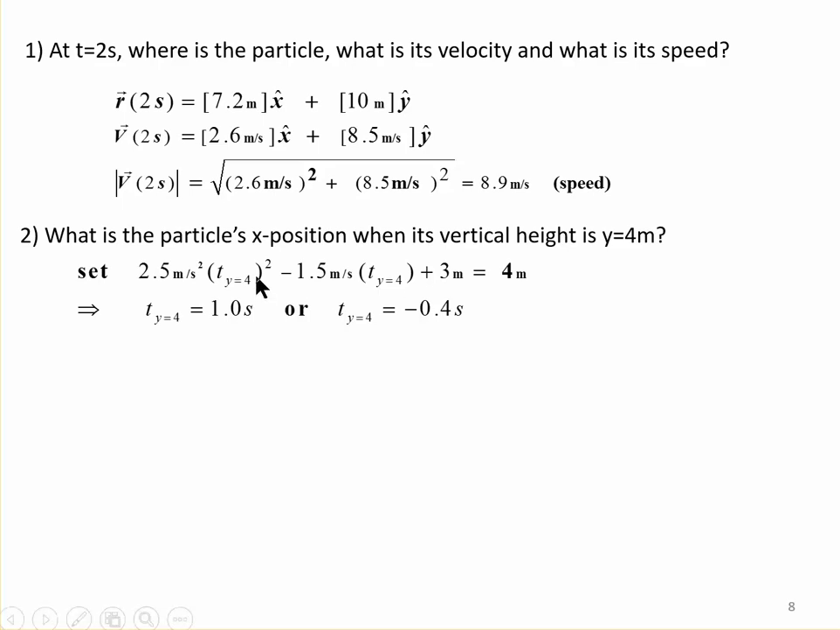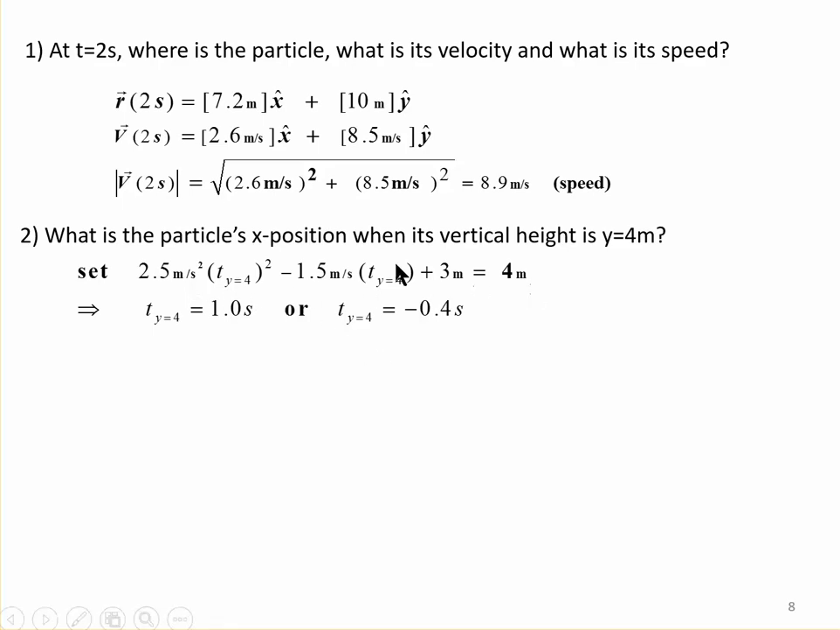And that's going to occur at some time. It's going to reach the 4 meter height at some time. I don't know what that time is, so I labeled the time t sub y equals 4. That's just my peculiar notation to indicate to you that the time that we're solving for isn't any old time. It's the time when the particle reaches the height y equals 4.